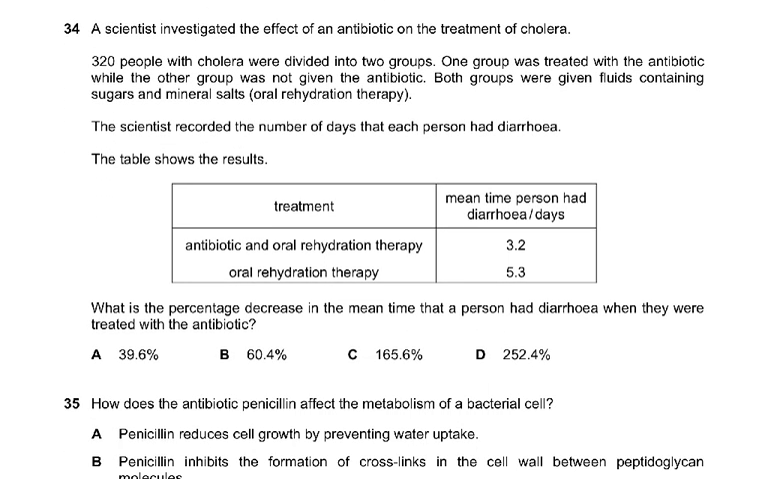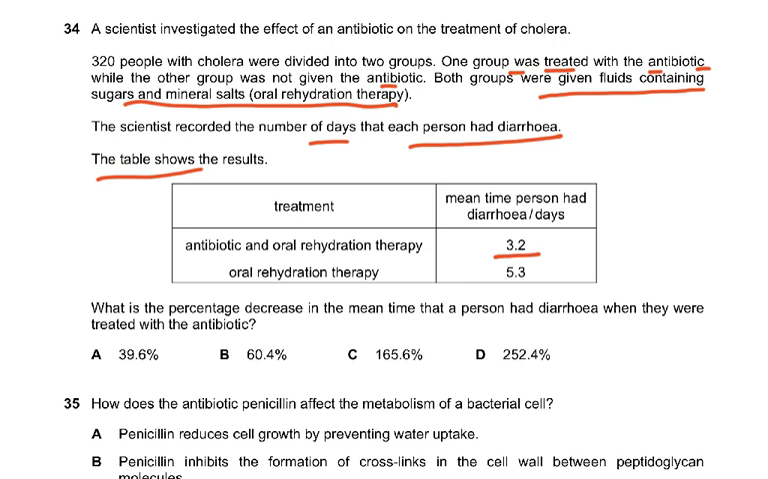Then we come to question number 34. Now, a scientist investigated the effect of an antibiotic on the treatment of cholera. 320 people with cholera were divided into two groups. One group was treated with antibiotic, while the other group was not given the antibiotic. Both groups were given fluids containing sugars and mineral salts, oral rehydration therapy. The scientists recorded the number of days that each person had diarrhea. The table shows the results. Treatment antibiotic and oral rehydration was 3.2 days. That meantime the person had diarrhea. Oral rehydration therapy, no antibiotics, was 5.3.